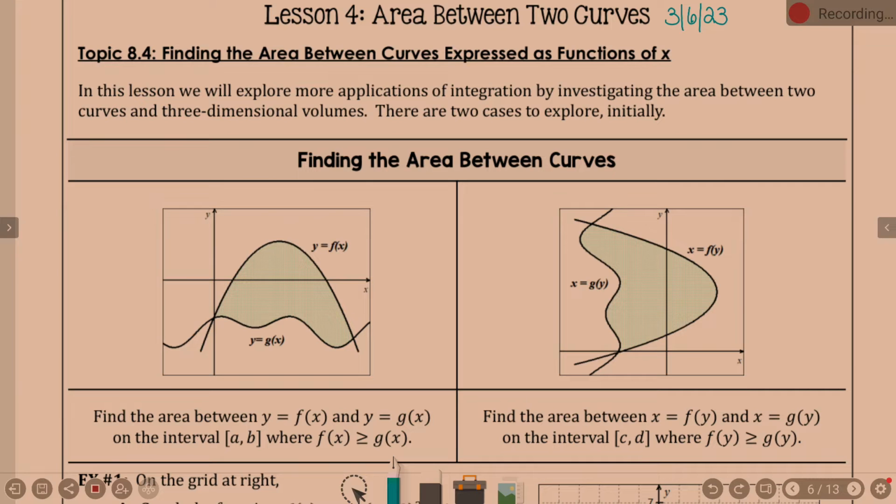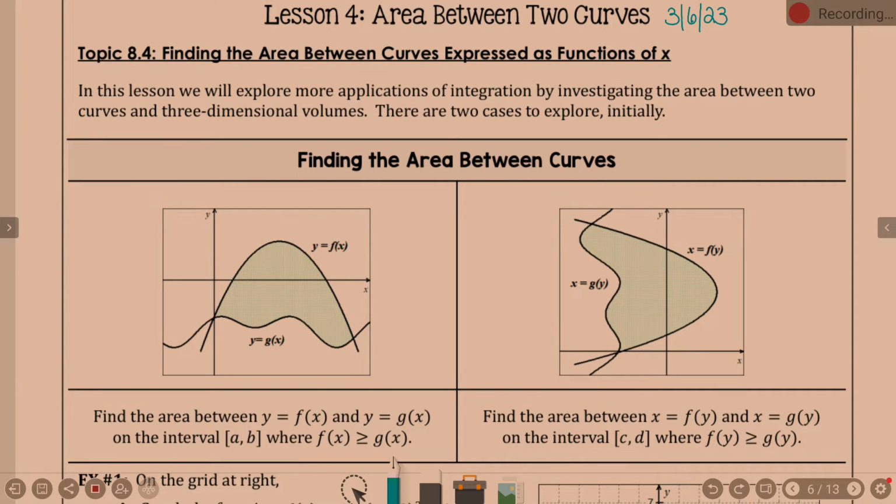Well, we have done the basics of finding the area under the curve when it's the area between the curve and the x-axis. What we haven't talked about is the area between two curves, when your bottom boundary is not the x-axis. What do we do? And so we're looking at how to do the area just between two curves on a piece of paper. Okay? So in this lesson, we'll explore more applications of integration by investigating the area between two curves and three-dimensional volumes. Okay, volumes is not this lesson. The rest of the next several lessons are volume, because volume is another big application here.